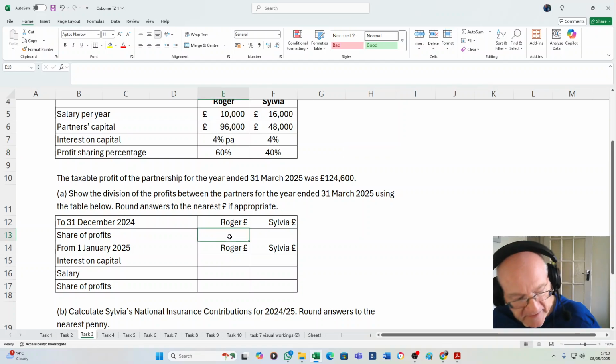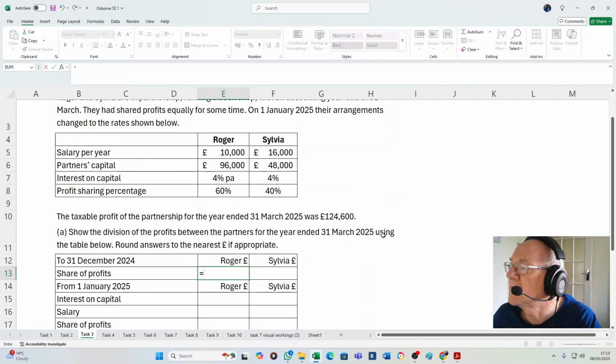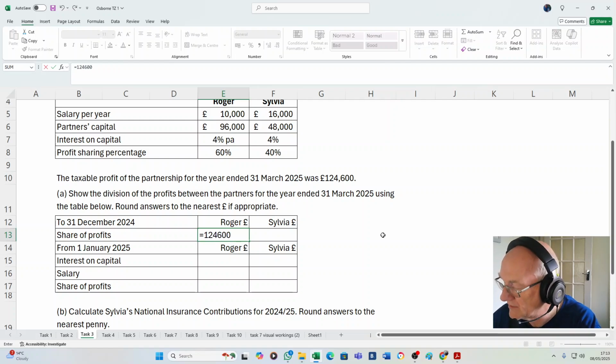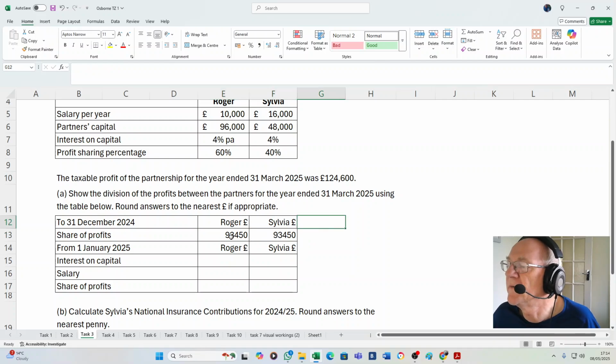So the share of the profits, 50%, so what are we going to do? Well, first of all, we've got to work out the profits for the 9 months. So it's just 124,600 divided by 12 times 9. It's going to be awkward. It's not going to work. Oh, big maths. That's the share of the profits.